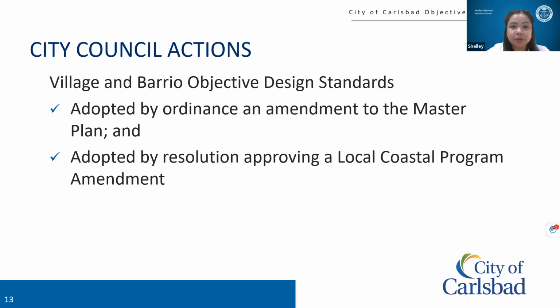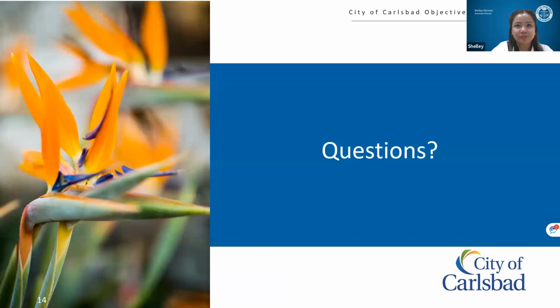For the Village and Barrio project, City Council took action on 2 items. They adopted by ordinance an amendment to the Village and Barrio Master Plan, as well as a resolution approving a local coastal program amendment in order to update the local coastal program implementation plan for the Village and Barrio Master Plan area. Okay, that concludes my presentation. I am available for questions. Thanks.